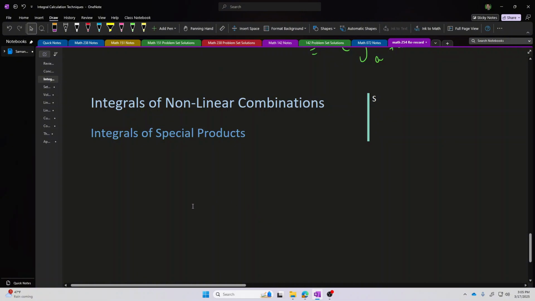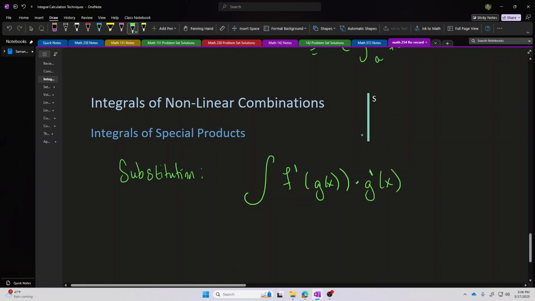For example, there are only sort of two special varieties of products that are possible to integrate. Products that can be integrated using substitution and products that can be integrated using integration by parts. For integrals using substitution, the format that you're looking for in your integrand is something like this. An outer function that has some inner function plugged into it, and then elsewhere in the product, the derivative of that inner function.